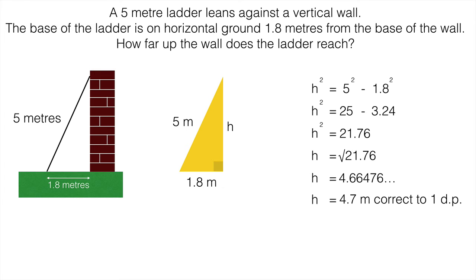Now we should actually finish this question with a sentence. So the ladder reaches 4.7 meters, and that's to 1 decimal place, up the wall.